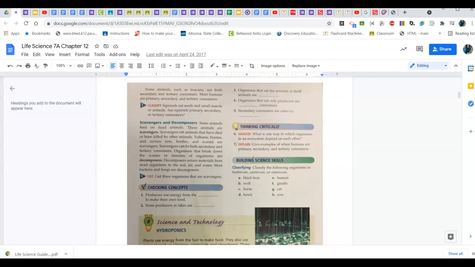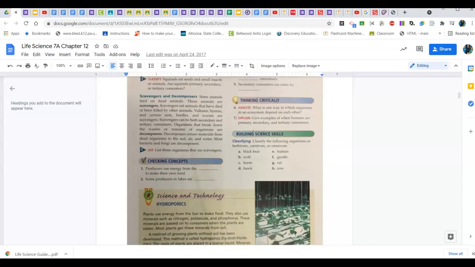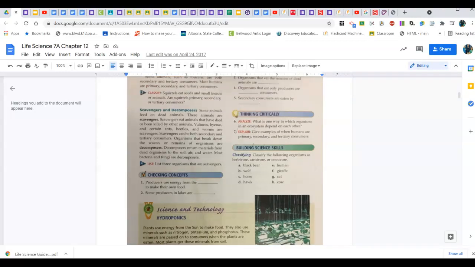This has been converted to a Google form for you. Producers use energy from the blank to make their own food. Well, where do we get most of our energy from? The sun. Some producers in lakes are, well, we do have some plants, some seaweeds. The big producers in lakes are algae and phytoplankton.